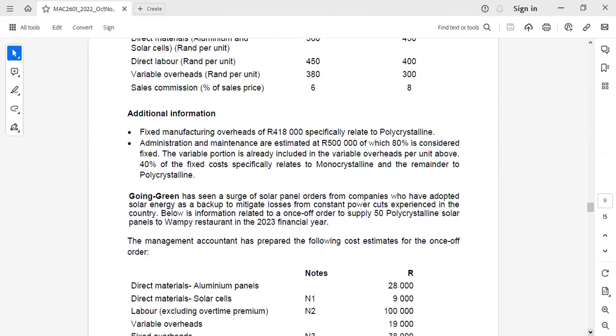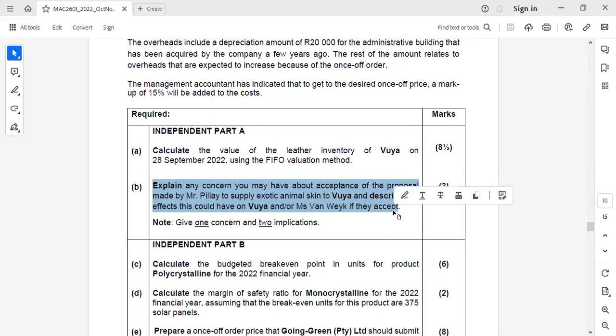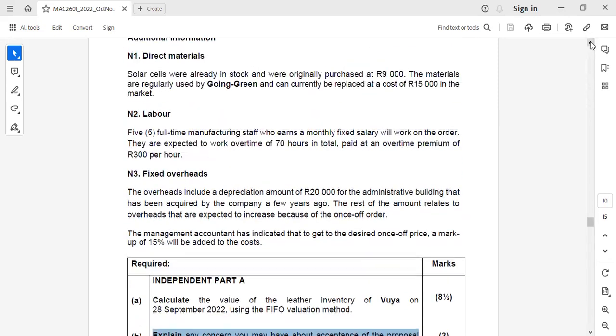That's in part A. Explain any concern you may have about acceptance of the proposal made by Pillay to supply exotic animal skin to Vuya, and describe any effects this could have on Vuya and on Miss Van Wyk if they accept. Give one concern and two implications.